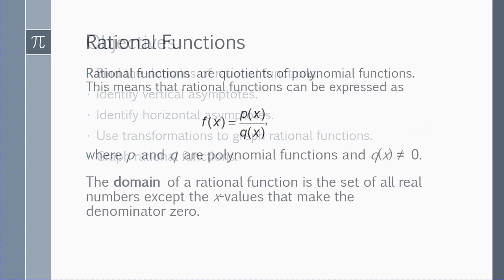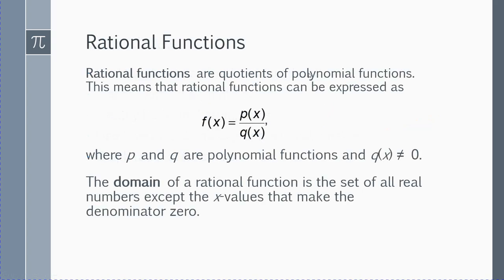Domains of rational functions. Just as a recall, what exactly is a rational function? Rational functions are quotients of polynomial functions. This means that rational functions can be expressed as f of x equals p of x divided by q of x, where p and q are polynomial functions, and q of x is not equal to 0 because you can't ever divide by 0.